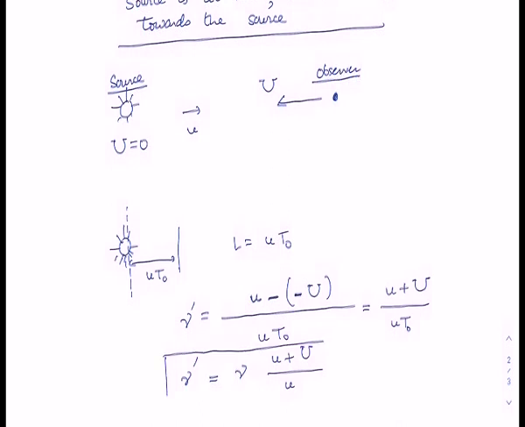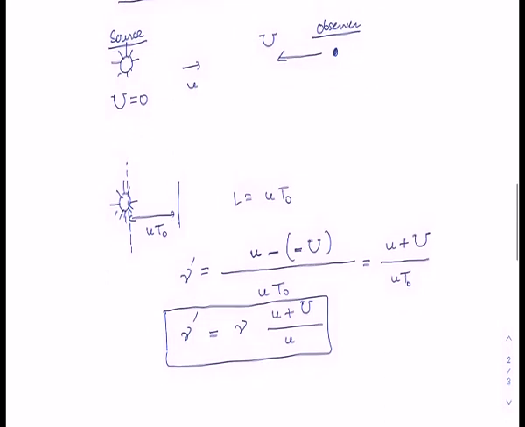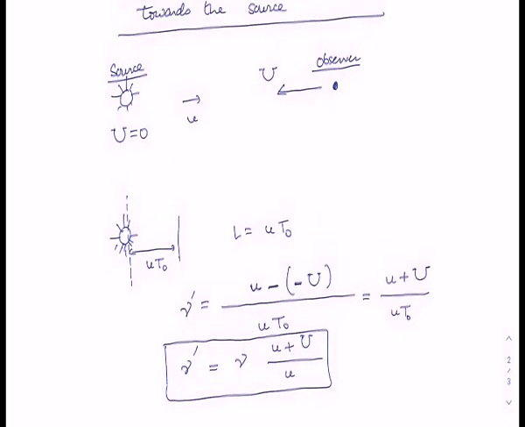So this is the formula you get when the observer moves towards the source. Actually, let me use a different symbol for the observer. I think I'll use capital V, so let me use capital V here, and here also capital V. Okay, so this is the formula I get.